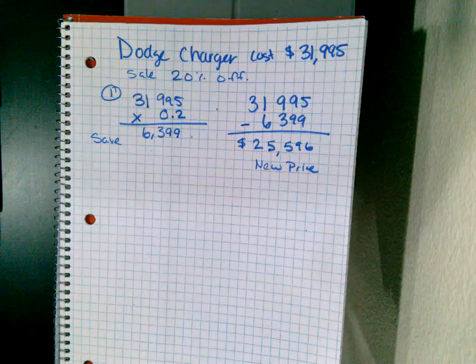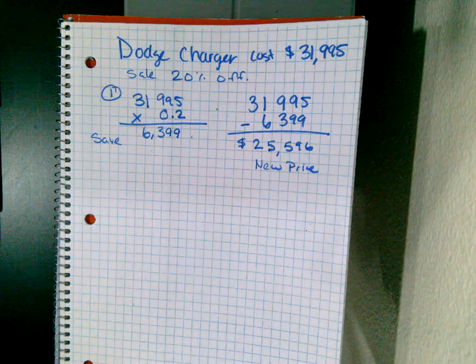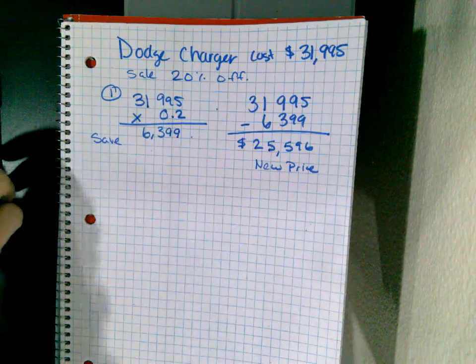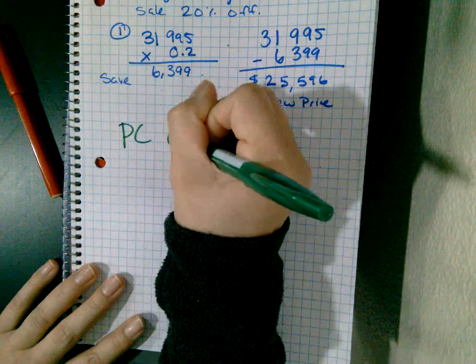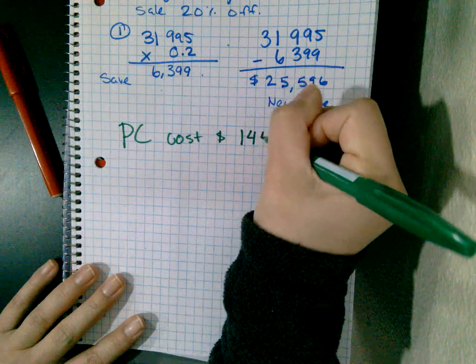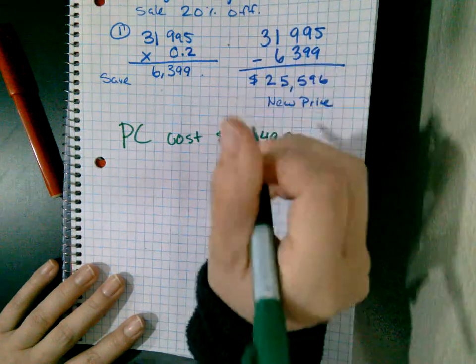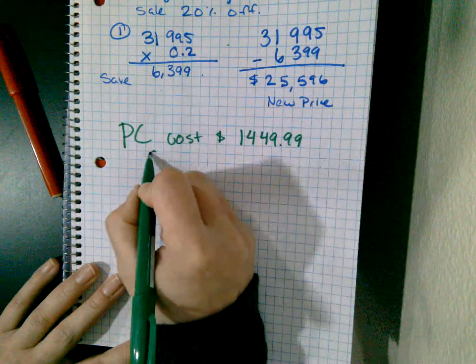All right, so let's go back. So we're gonna do this one. It's $1,449. Whoa. All right, let me go back to my notebook. I can write this down. So the PC costs $1,449.99. And we're gonna say that it is on sale.